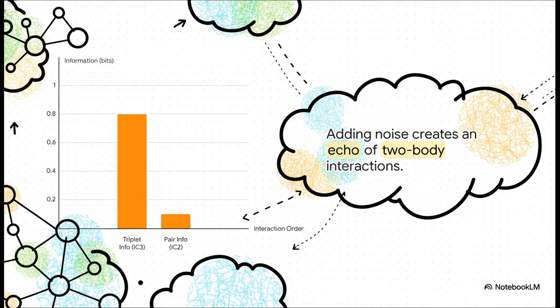And get this, it also shows just how sophisticated this method is. The paper shows what happens when you add a little bit of random noise to that perfect XOR system. And the tool doesn't just break. No, it quantifies the change perfectly. The triplet information goes down a bit, and something really interesting happens. A little bit of apparent pairwise information pops up. It's like the noise creates this faint echo of the three-way interaction at a lower level.